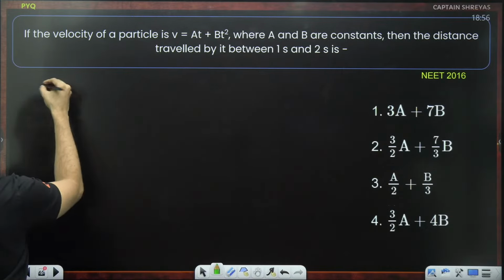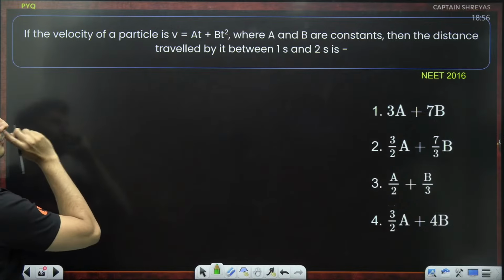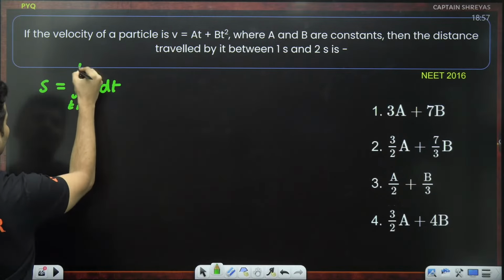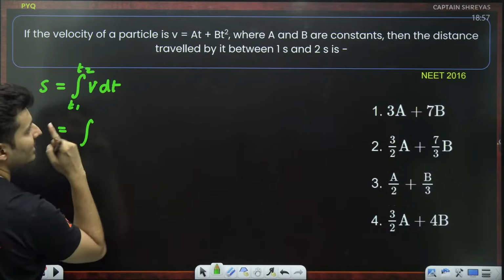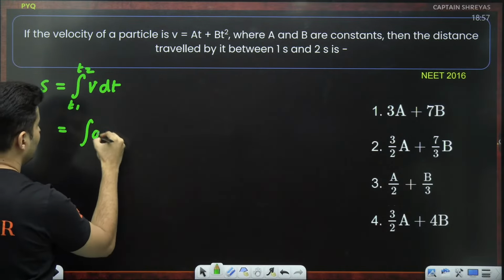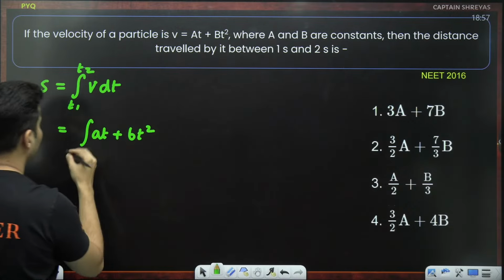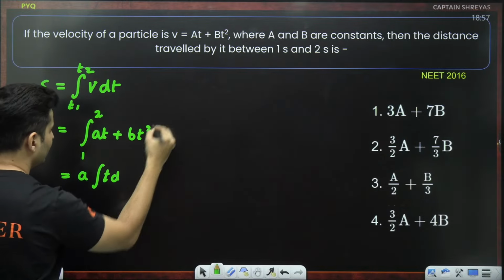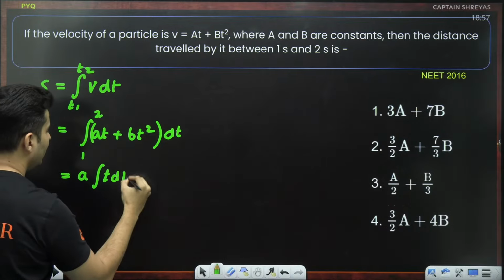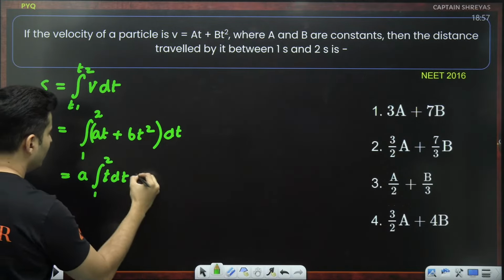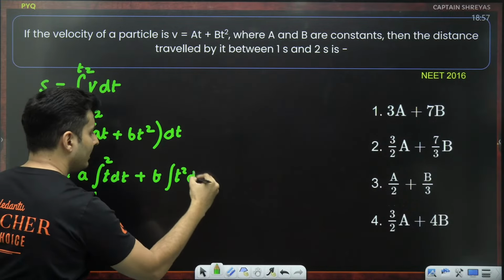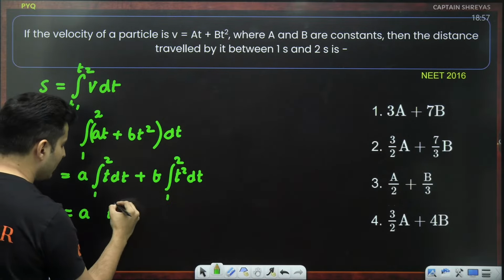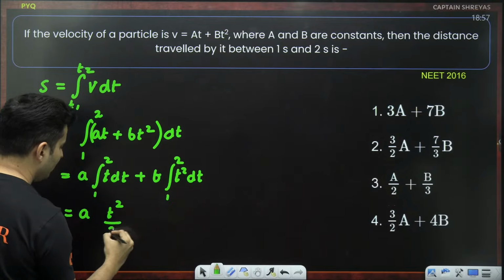In order to find the displacement, I have to integrate between 1 and 2 seconds. So displacement is the integral of velocity with time from t1 to t2. So velocity is basically how much? A t plus b t square, and time is 1 to 2. A is a constant, so a into t into dt from 1 to 2 plus b into t square is the integration from 1 to 2. So what is the integration of t? T raised to 1's integration is t raised to 1 plus 1, which is 2, upon 1 plus 1, which is again 2.